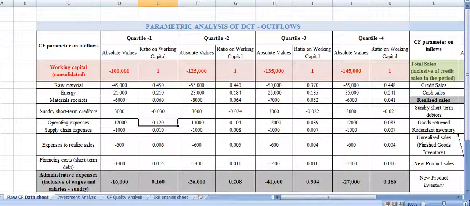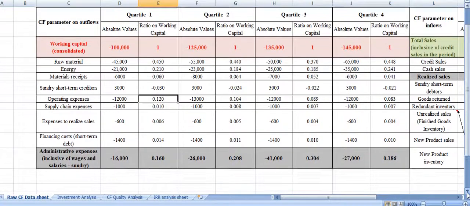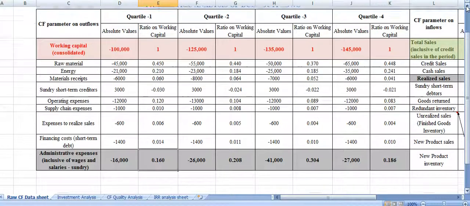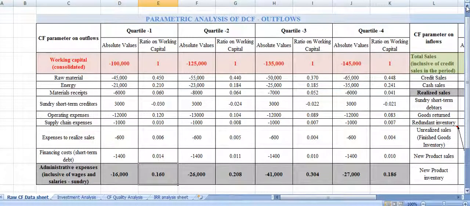Then we move on to the next parameter in the outflow, which is administrative expenses. That includes the wages and salaries, sundry salaries and wages, which is around 16% in this particular industry. Could be anything plus minus within a tolerance of 50 to 20%.